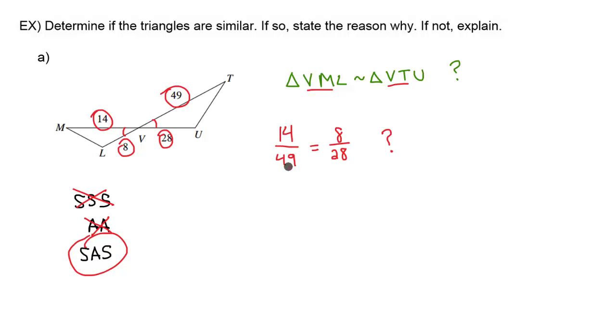Well, if I do 14 divided by 49 in my calculator, I get 0.2857, and that's going to be a rounded answer. That's going to be this fraction there. And then 8 divided by 28, looks like I get 0.2857. Again, this one's rounded as well. So we're going to assume that these two fractions are equal to each other. That means that the corresponding sides are in proportion. So we could call these two triangles similar by side, angle, side.